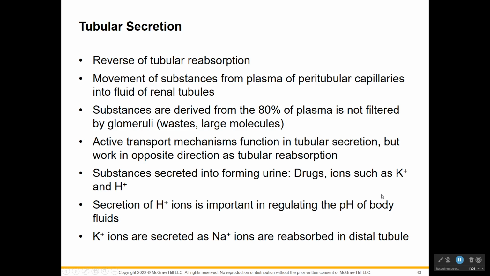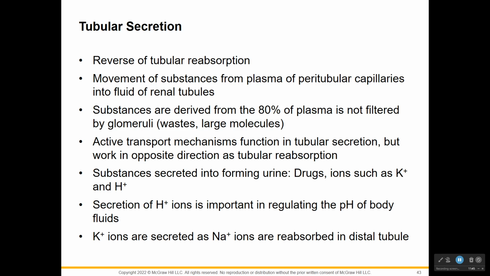So what is tubular secretion? It's the opposite of tubular reabsorption. It's moving substances from the plasma of the blood into those renal tubules that we were looking at. So we're going from capillaries to the tubules, going from blood to the filtrate. So substances are derived from 80% of the plasma that's not filtered. So remember, not everything goes into Bowman's capsule. So we have larger molecules and waste that we have to put out of the blood and get it out of the body. And active transport does that. It just is working in the other way.